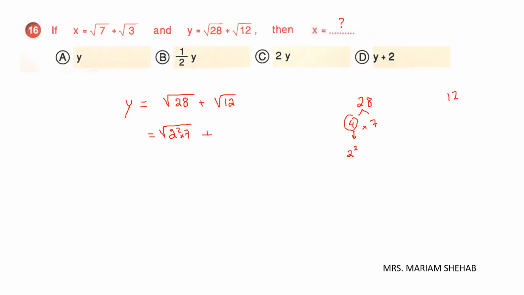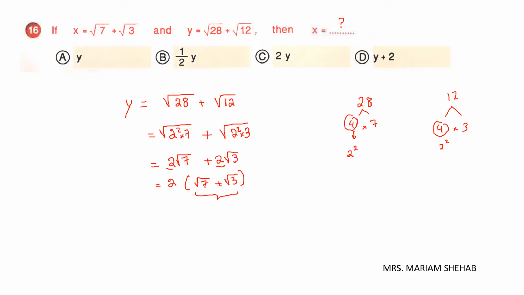And for number 12, it's 4 times 3. Also 4 is 2 squared. So here we have radical 2 squared times 3. I'm going to take the 2 outside the radical each time. Let's take 2 as a common factor. So it's going to be double radical 7 plus radical 3, which is x. So y is equal to 2x. If you want to make x the subject, divide by 2, then half of y is equal to x, which is choice B.